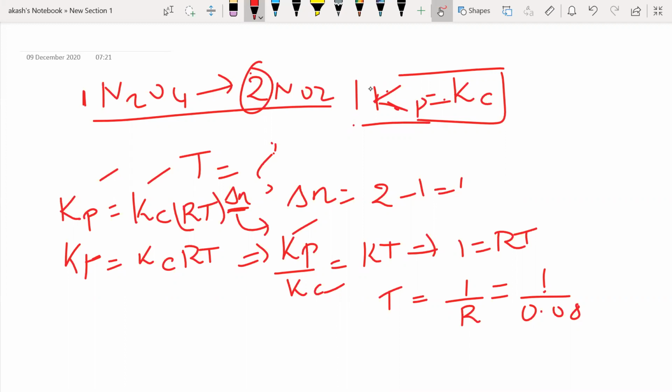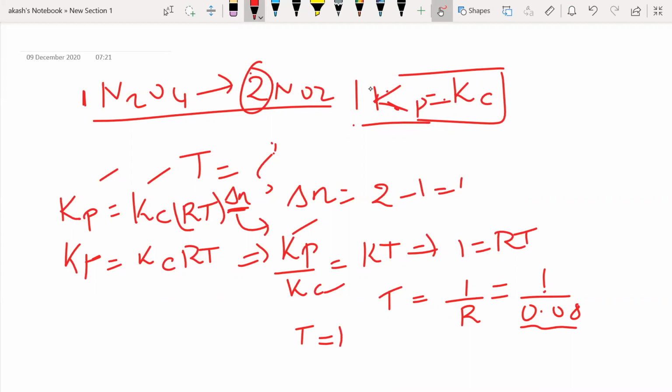That's the answer to this question, right? Yeah, the answer is exactly 12.5. Actually, if you had put the values properly, instead of 0.08 you should put 0.0821 and then multiply, because in school exams they will expect precise answers.